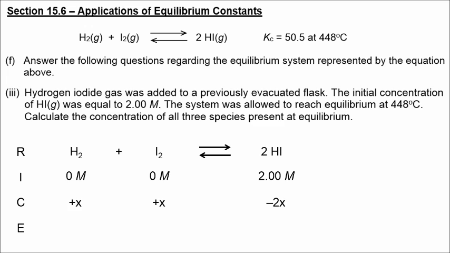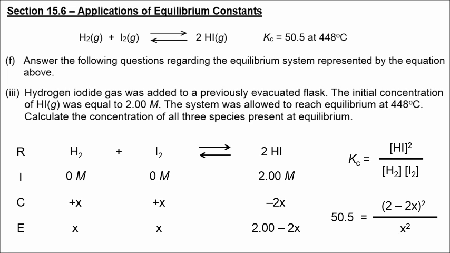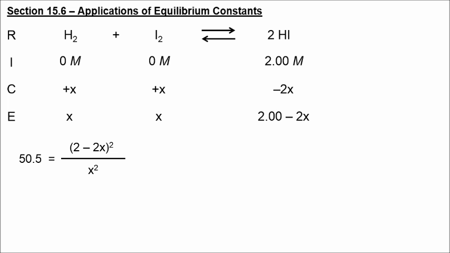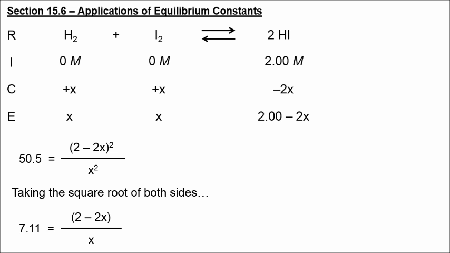Again, these changes are based on the mole ratio. And we go ahead and take the expression, which would be (2 minus 2x) quantity squared divided by x squared equals 50.5. And again, let's take the square root of both sides. So when we do that, we get 7.11 equals (2 minus 2x) divided by x. Finishing off the algebra and the math gives us x equals 0.22.